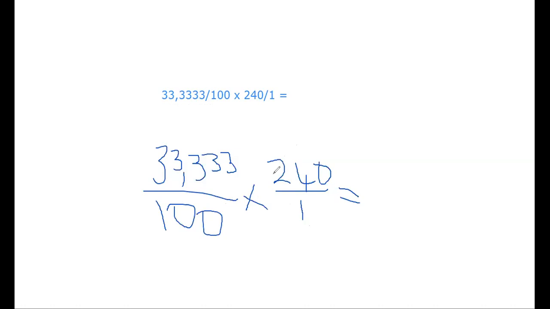Okay, and then for 240 and 100, what is our highest common factor for these two numbers? Yes, you got that one right. It's 20. So since our highest common factor is 20, we need to divide both of these numbers by 20, right? So let's divide 100 by 20.